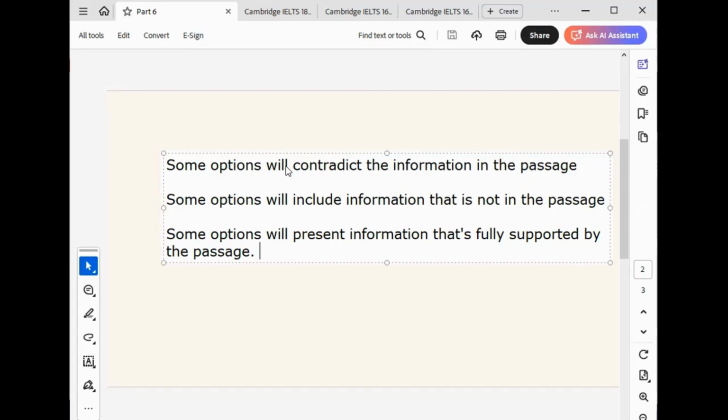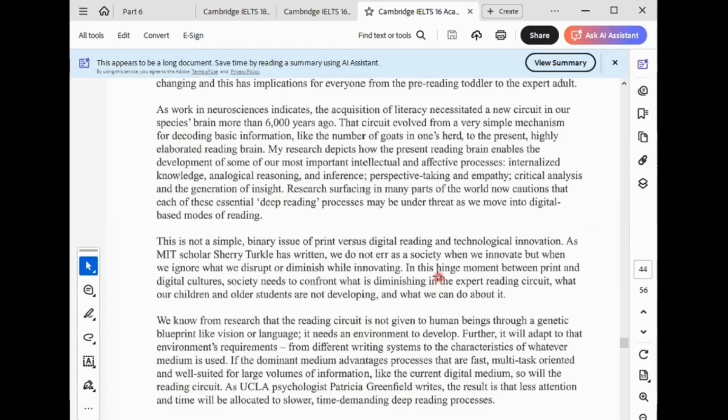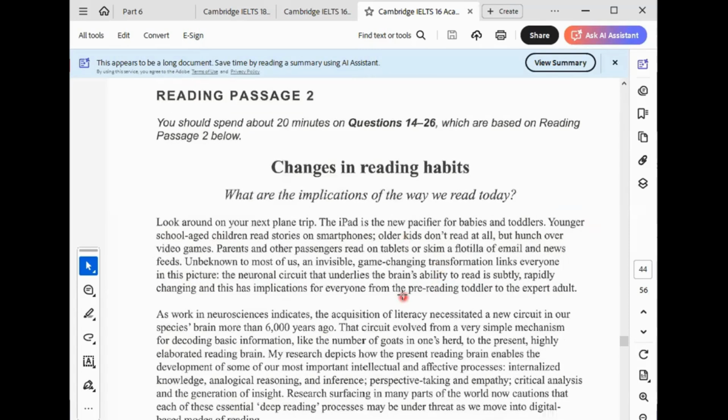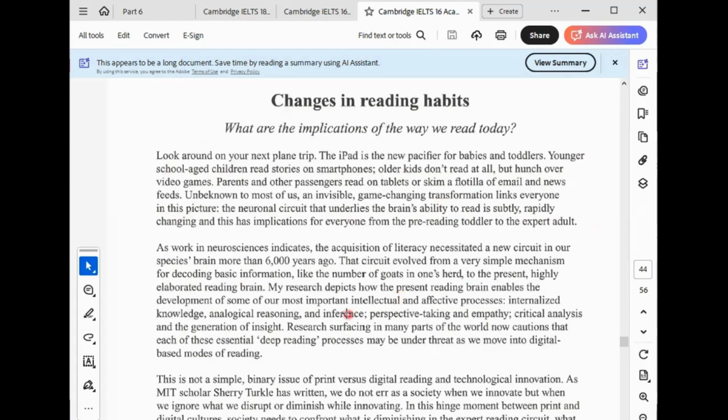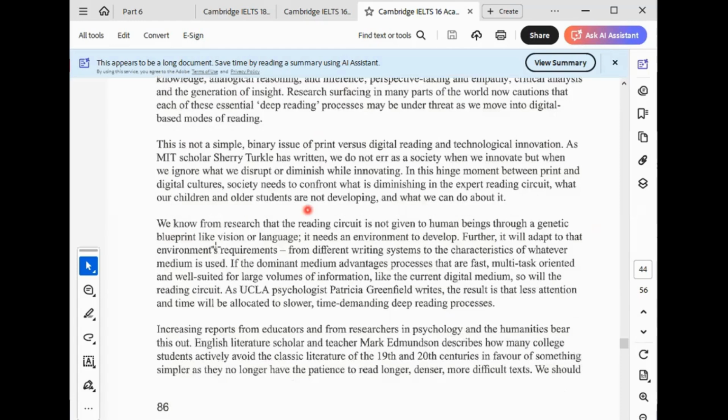Now let's go back to our passage. What point is the writer making in the fourth paragraph? So let's go check the fourth paragraph. This is paragraph 1. This is paragraph 2, 6,000 years ago. This is paragraph 3, MIT scholar. And then this is paragraph 4. So let's read paragraph 4. We know from research that the reading circuit is not given to human beings through a genetic blueprint like vision or language. It needs an environment to develop.